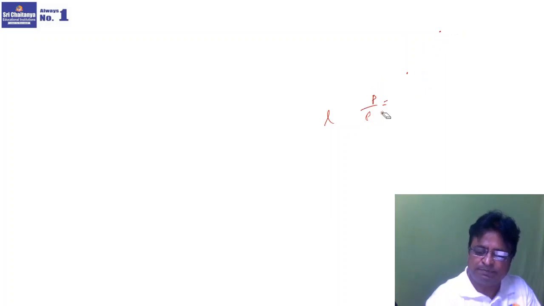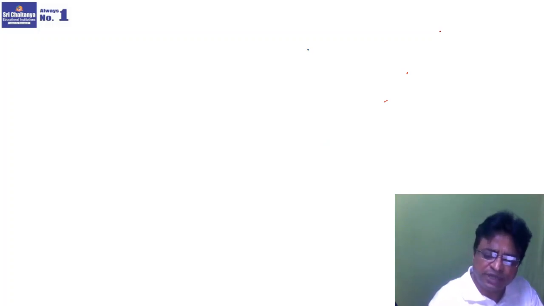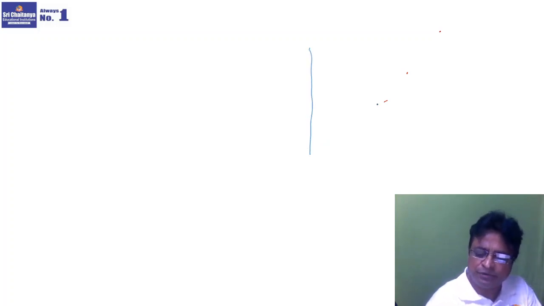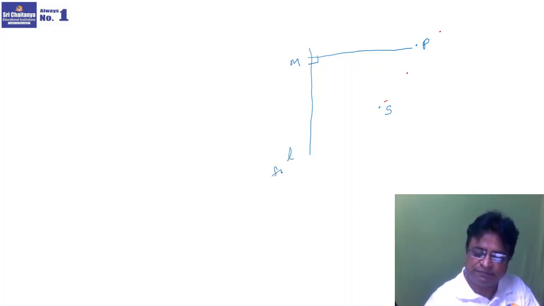Suppose, my friends, this is a plane. You take and draw a fixed line, which we call L, and you take a fixed point S, and this is any variable point P. Draw a perpendicular from P to the line, which is PM. This is a fixed line, this is a fixed point, and this is a variable point. Join S and P.